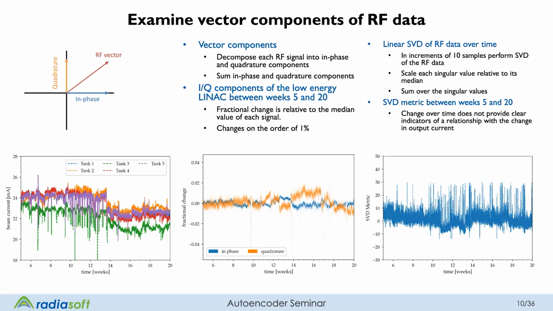Now you're looking at the variation in the singular values as a function of time. And again, there's not a whole lot of information coming out of that. It would also suggest that perhaps changes in the RF system aren't really related to changes in the current, especially just qualitatively looking at these two plots. They don't really seem that similar.